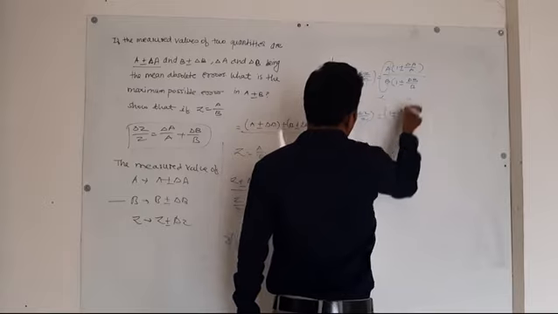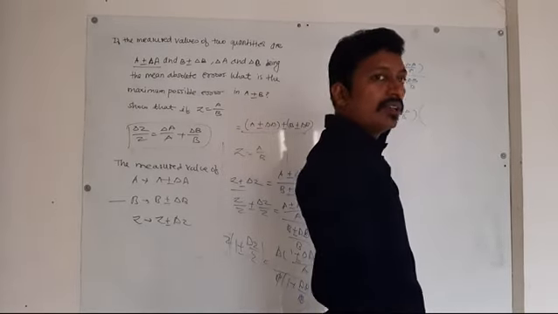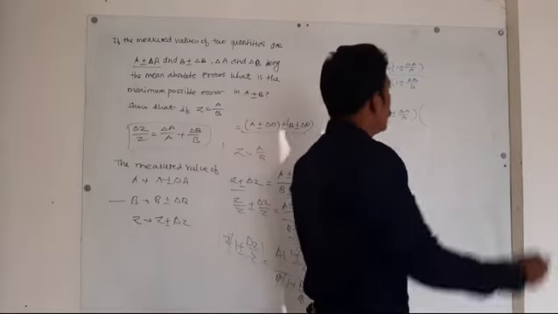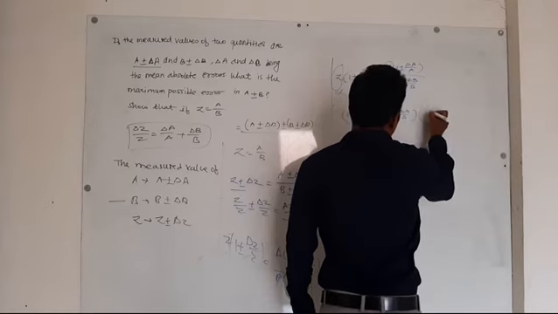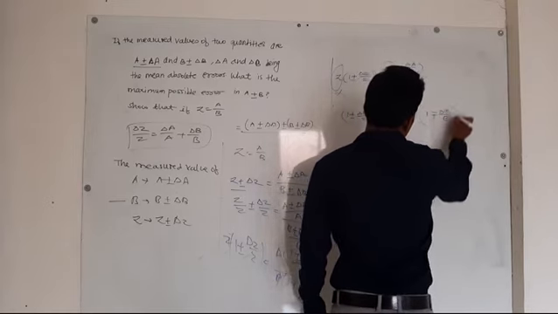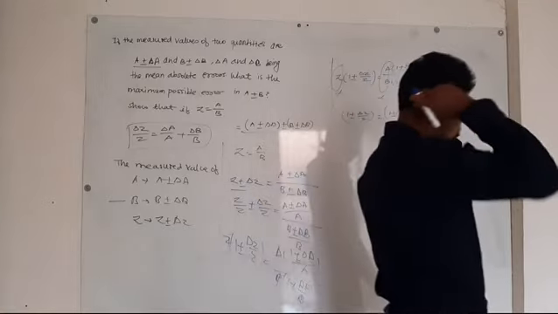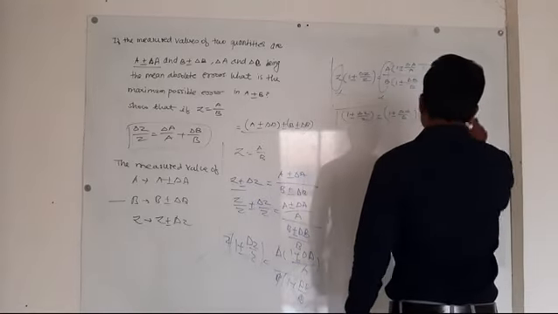Student, this part I take from the denominator to the numerator, and the sign changes: 1 minus or plus delta B upon B. This is the main equation. Student, complete it here.